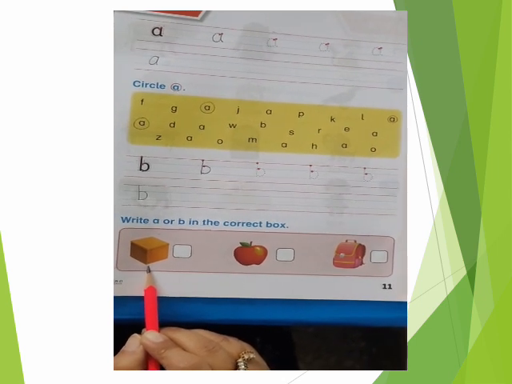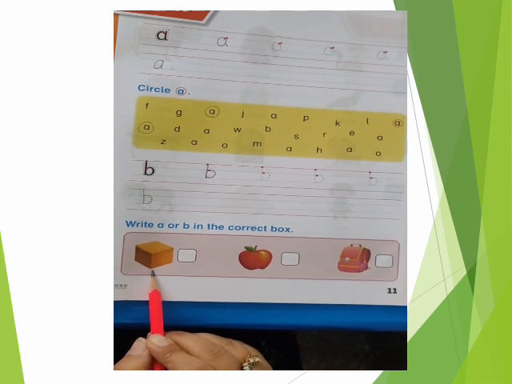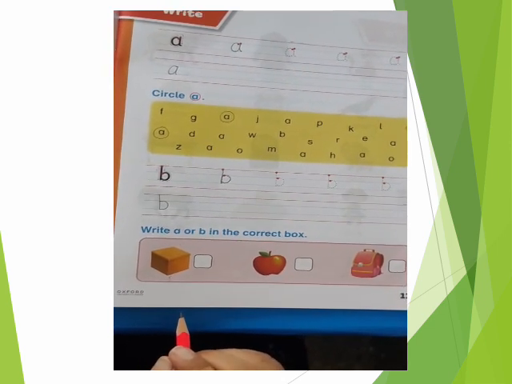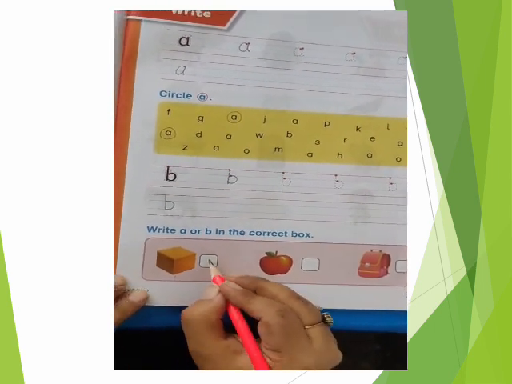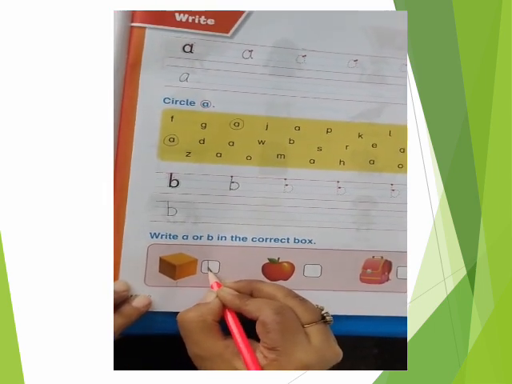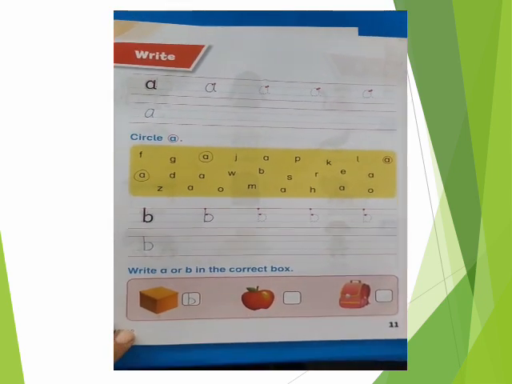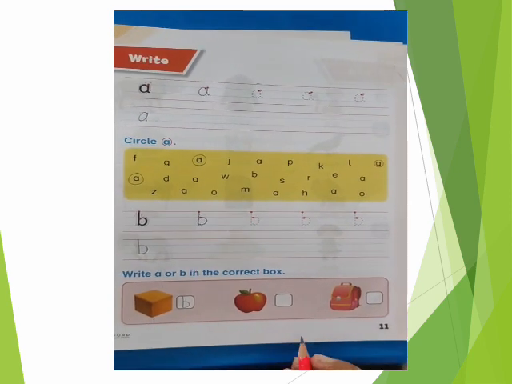From which alphabet does it start? Yes, it starts from B. B, box. B, box. Now write down B in this square. Make a straight line and make a half circle. That is how we write B in the box. Now move to the next picture.